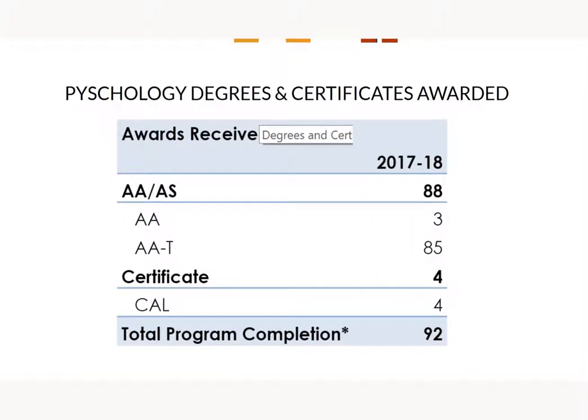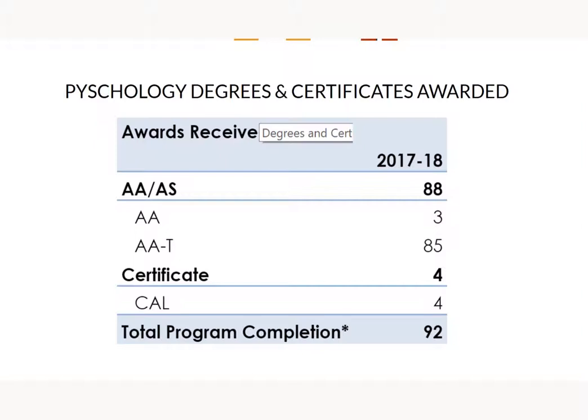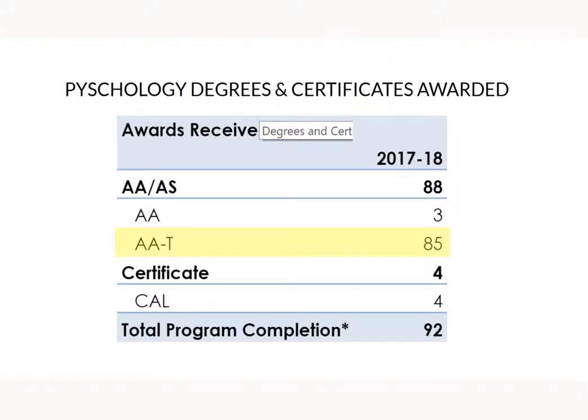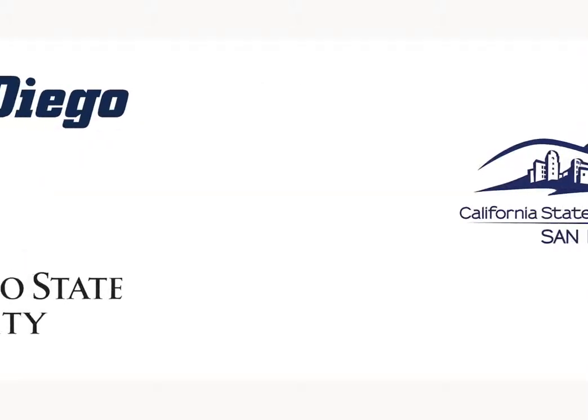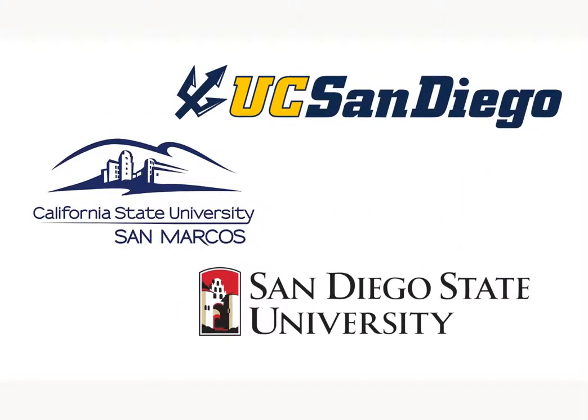Let's take an example from psychology. In 2017-18, psychology awarded 92 total degrees and certificates, of which 85 were associate degrees for transfer. Examining the trend data for the past 5 years, it is easy to see when the ADT was introduced and the impact it had on the program awards. As psychology faculty consider their program standards and stretch goals, they may discuss the popularity of the program and recent enrollments, as well as the popularity of psychology programs at area feeder schools.